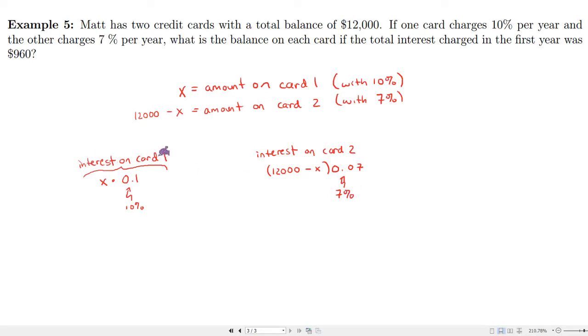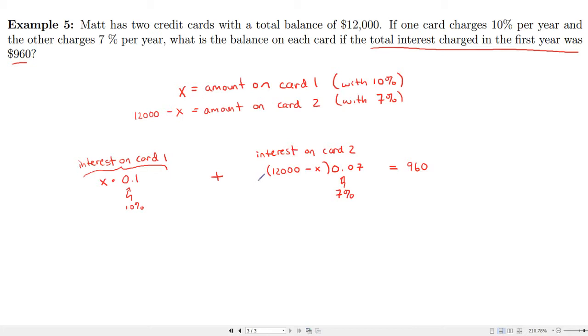Okay, so that's the interest on card 1, interest on card 2, and we will add these together to get the total interest, right? So the total interest charged in the first year was this much. So you've just represented the total interest amount. So this sum right here is equal to 960. Okay, so now we have this equation, and we're just going to solve it, right?